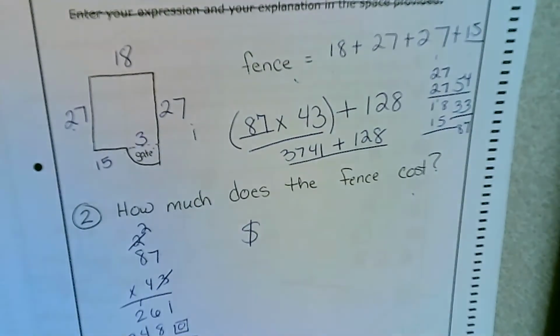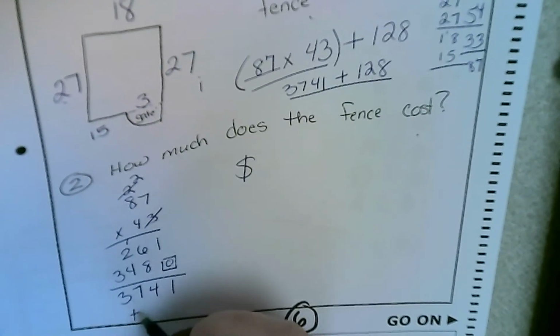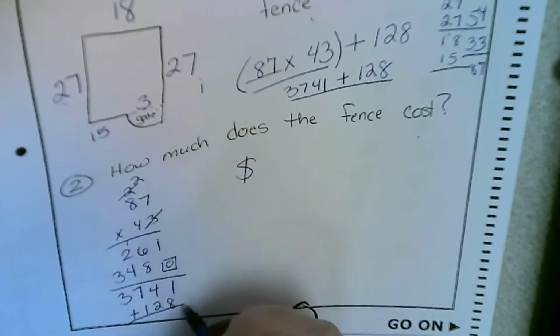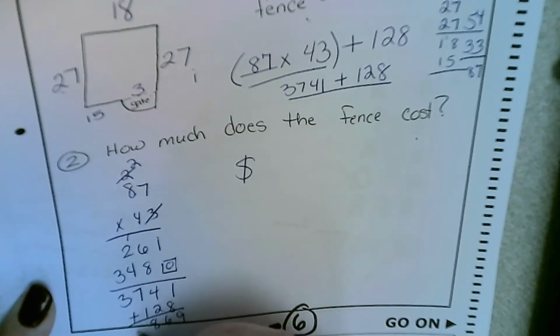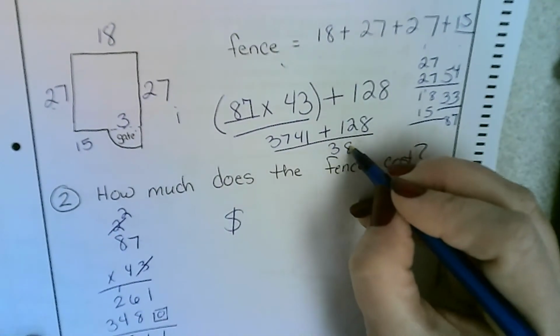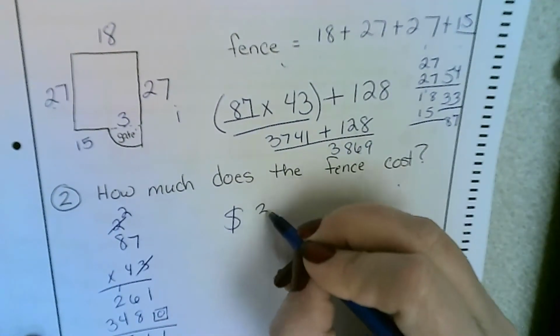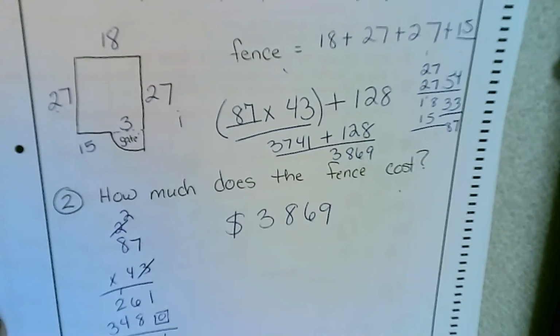And so 3,741, and I already have it down here. I'm going to add 128. 8 plus 1 is 9, 4 plus 2 is 6, 7 plus 1 is 8, and 3. So 3, 8, 6, 9. So $3,869.